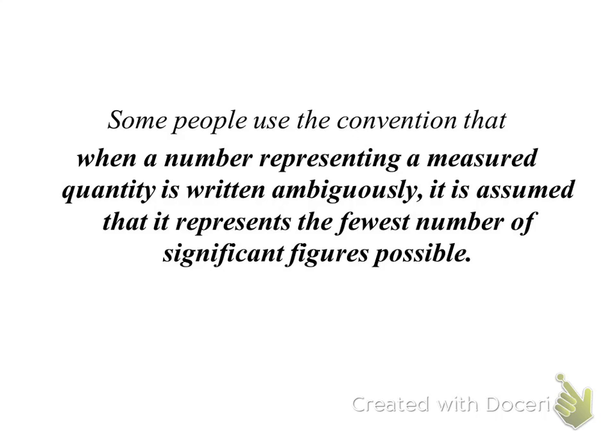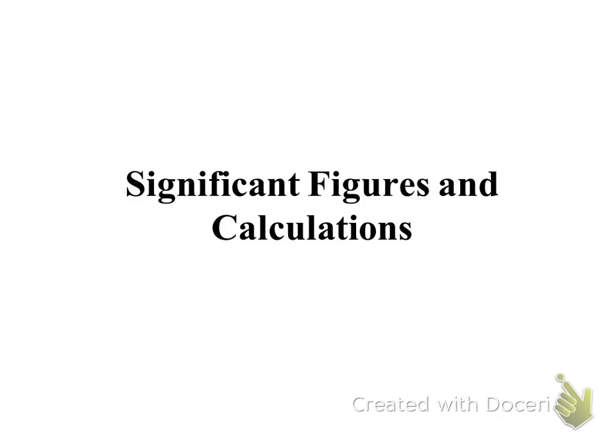All right. So this statement on ambiguity and numbers with uncertainty goes back to this one. This basically says that if the decimal is implied, you go with the fewest number of sig figs. All right. So we'll be working on that throughout the semester.